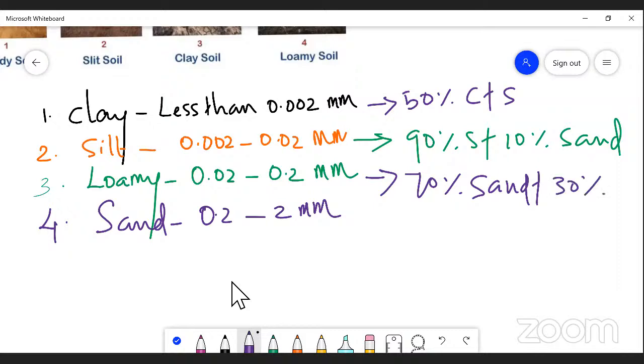Then the fourth one, sand soil, almost consists of 80% sand, and the remaining is other soil parts. So this is the nature of the soil particles.